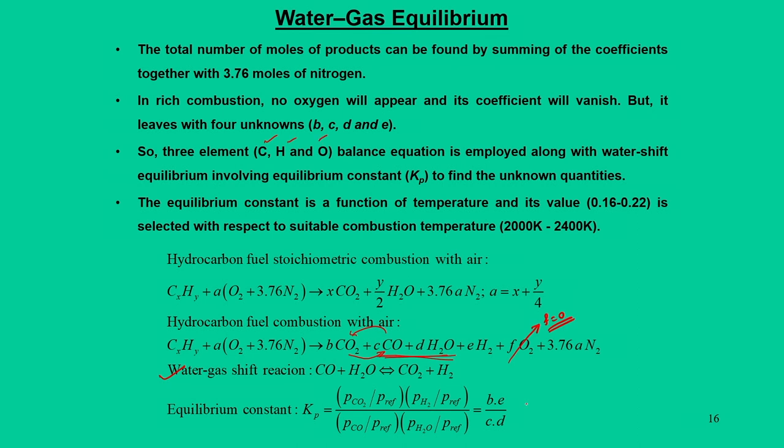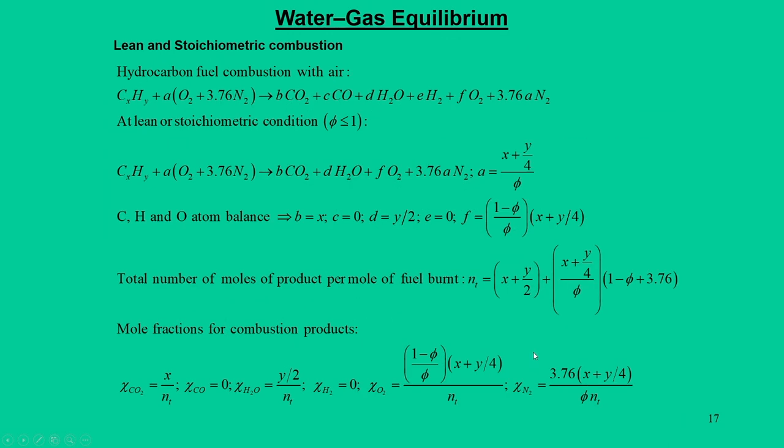Another equation we will get through the equilibrium constant, which involves Kp equal to B times E divided by C into D. Now, if you do this, what is going to happen? That we are going to see. This particular thing tells us that when the mixture is lean or stoichiometric, we do not require the water shift reaction. The entire set of equations can be solved with respect to the carbon, hydrogen and oxygen atom balance. So, we can find out these stoichiometric coefficients. We can also find out the mole fraction of each combustion product.